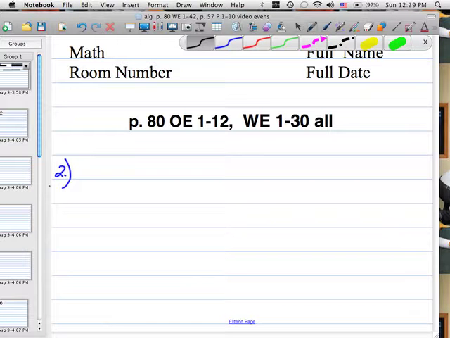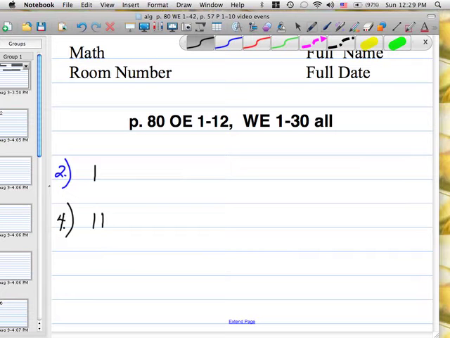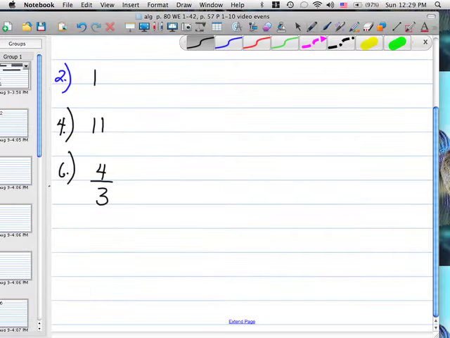The reciprocal of 1 is 1. Skip a line. Number 4, the reciprocal of 11 is 1/11. Flip it around. Number 6, the reciprocal of 3/4 is 4/3. Use 2 lines for the fractions.